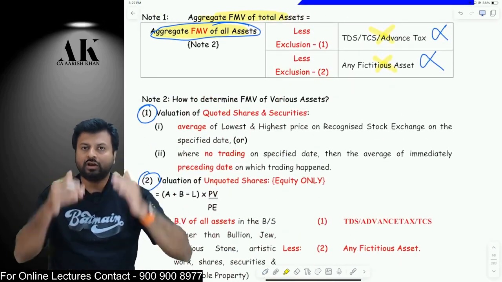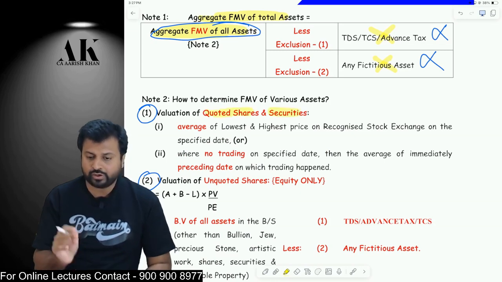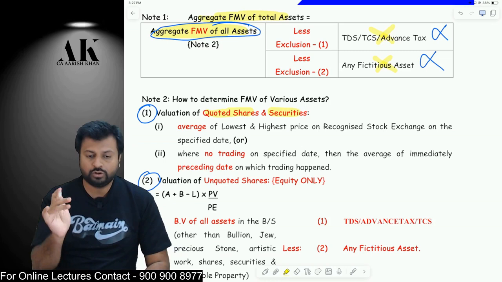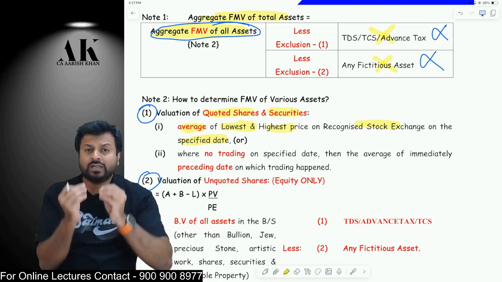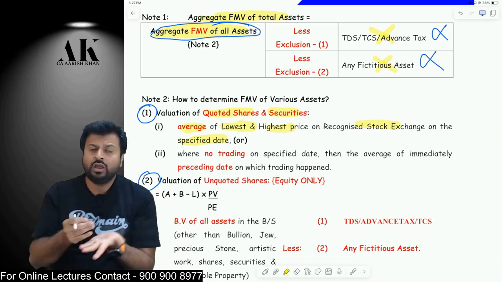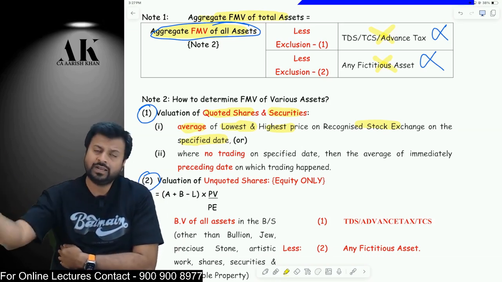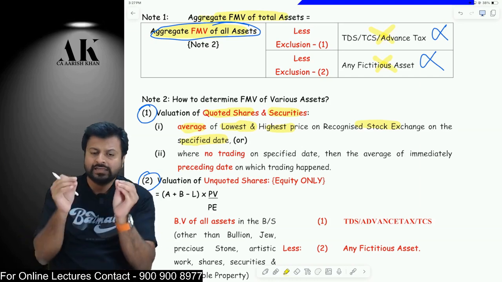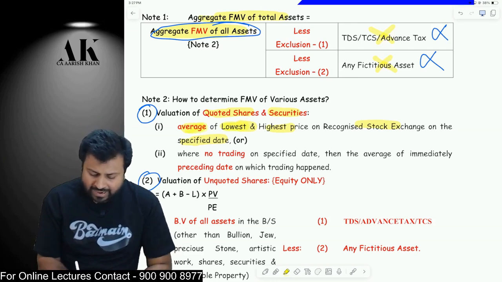First one, in all your assets, there might be different types of assets. First, if there are quoted shares and securities, like listed shares and securities, what will you do? You will take the average of the lowest and the highest price on the specified date. Specified date means the date on which your trust is dissolved or your trust gets converted into another entity which is not charitable. So whichever date you are no more a trust, that date will be called the specified date. So for quoted shares and securities, you will take the average of the highest and the lowest on the specified date.